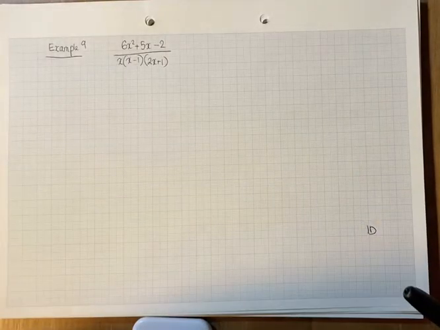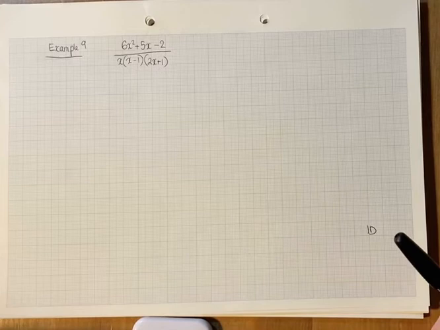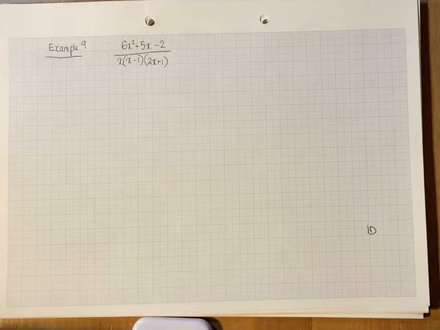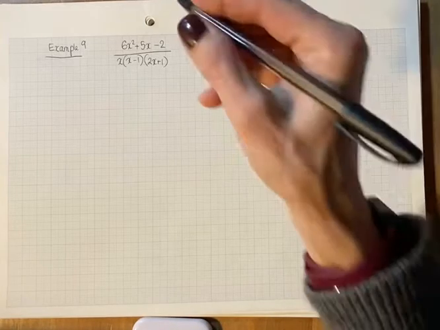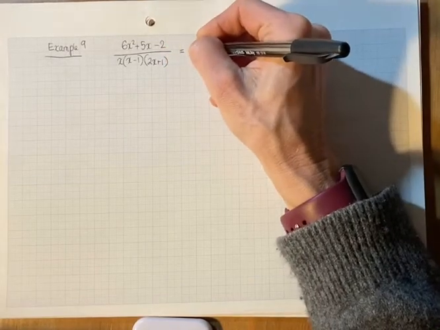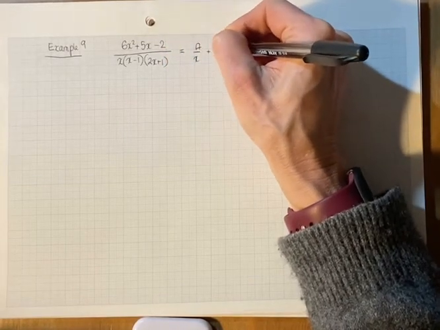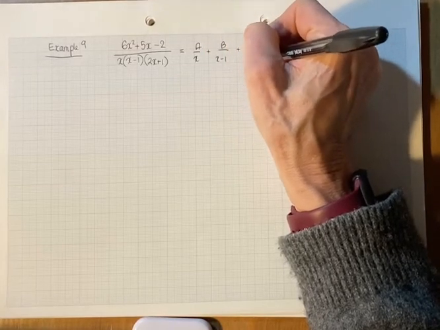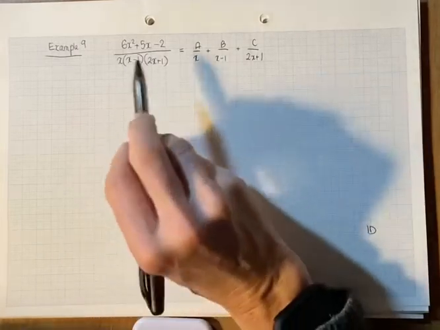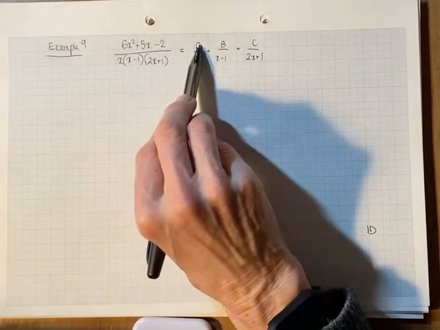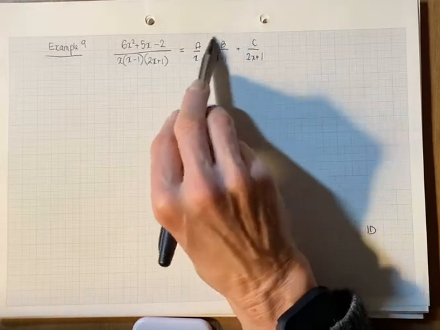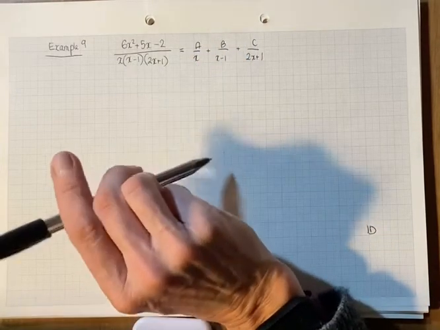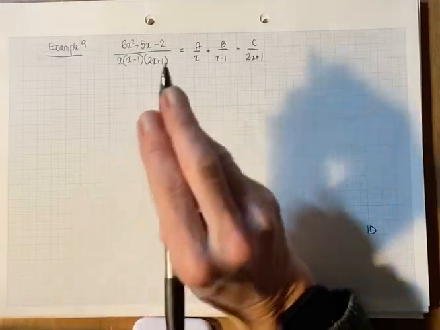So now sometimes you have a fraction with more than 2 factors in the denominator. You can just split it into 3 fractions. So you could put a over x, b over x minus 1, and c over 2x plus 1. And let's imagine multiplying through by this denominator or bringing these into the common denominator. I don't mind how you want to think of that.